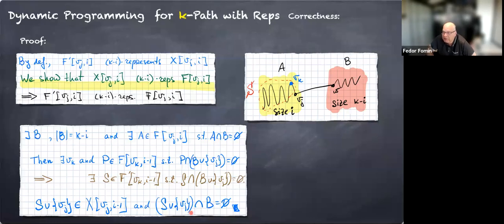The question is: isn't representing all sets B of size k minus i wasteful? We only need to represent the ones which correspond to actual paths in the graph. That's an excellent question, and an excellent remark. Yes, this is true, but this is exactly the problem with representative sets. When I'm doing dynamic programming, I'm doing it from left to right, and I don't know what will happen in the future.